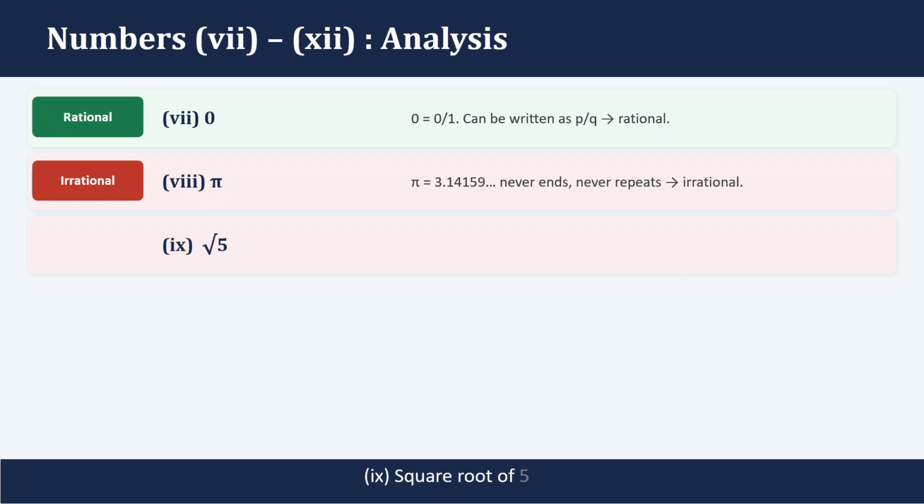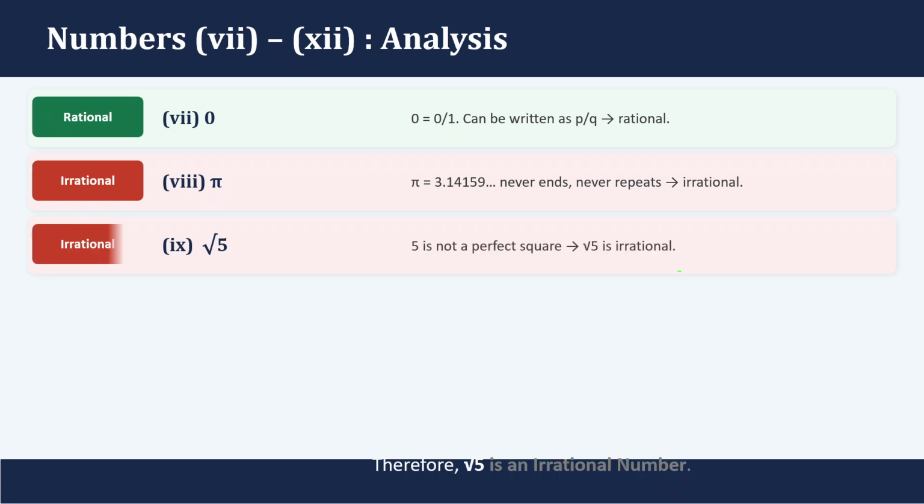9. Square root of 5. Is 5 a perfect square? No. 2 squared is 4, and 3 squared is 9. So square root of 5 falls between 2 and 3 and is not a whole number. Its decimal is 2.2360679 dot, non-terminating and non-repeating. Therefore, square root of 5 is an irrational number.